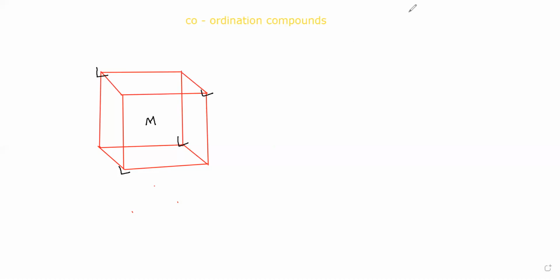Now we will connect each ligand and the central metal. What is the shape we are getting? We will see. This is a ligand and the central metal. So, we got tetrahedral geometry. This is tetrahedral.